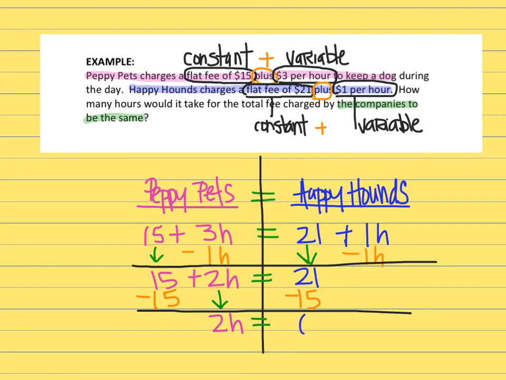That's 6. Then my last step is divide by the number in front of the variable, which is 2. So divide both sides by 2. And then at the end, I would say that h equals 3. It has to be 3 hours, and then the two places would charge the same amount.